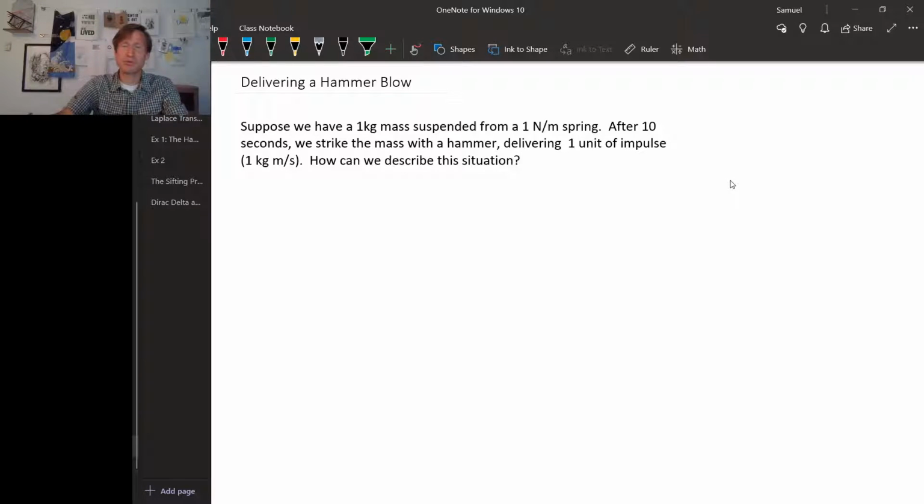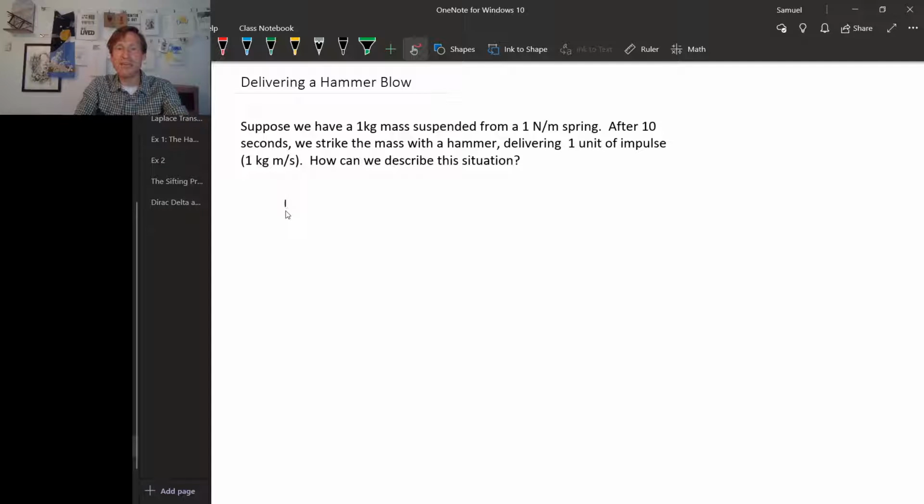There's one situation that we don't have a good way of describing and analyzing using differential equations, forcing functions, and the Laplace transform, and that's a momentary or instantaneous change to a system. Here's a good example of what I mean. If we have a 1 kilogram mass suspended from a 1 Newton per meter spring, and after a few seconds we hit this mass with a hammer, that's the sort of instantaneous change that I have in mind.